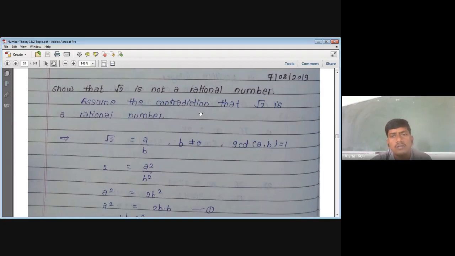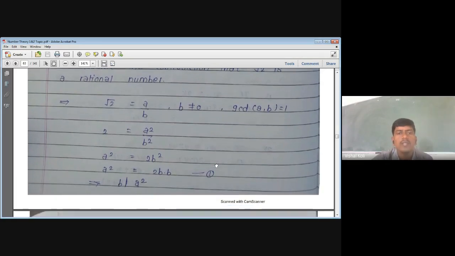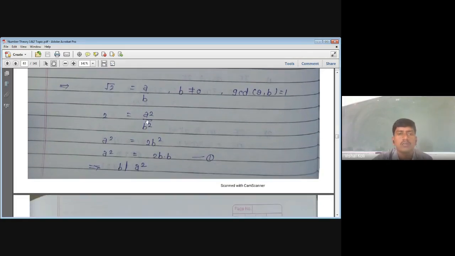In the first method we proved that root 2 is not a rational number by assuming, for contradiction, that root 2 is a rational number. That is, it can be expressed in the form p by q, where q is not equal to 0. That is, a by b, where b is not equal to 0 and the GCD of the two integers a and b is 1. Squaring both sides, we get 2 equals a square upon b square, and from that a square is 2 times b square. 2 times b square can be written as 2b into b.